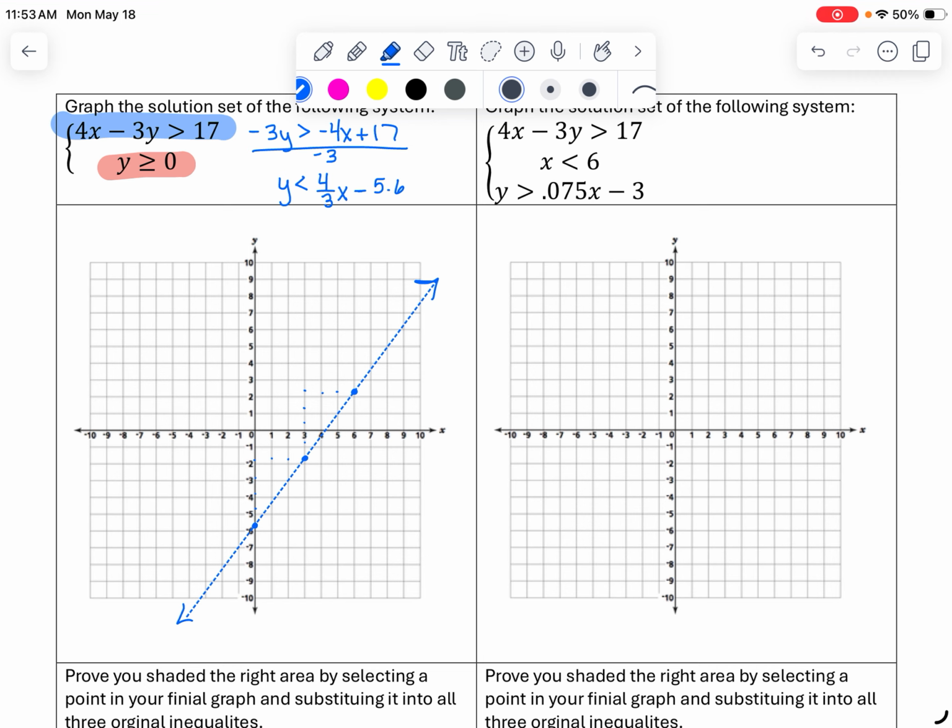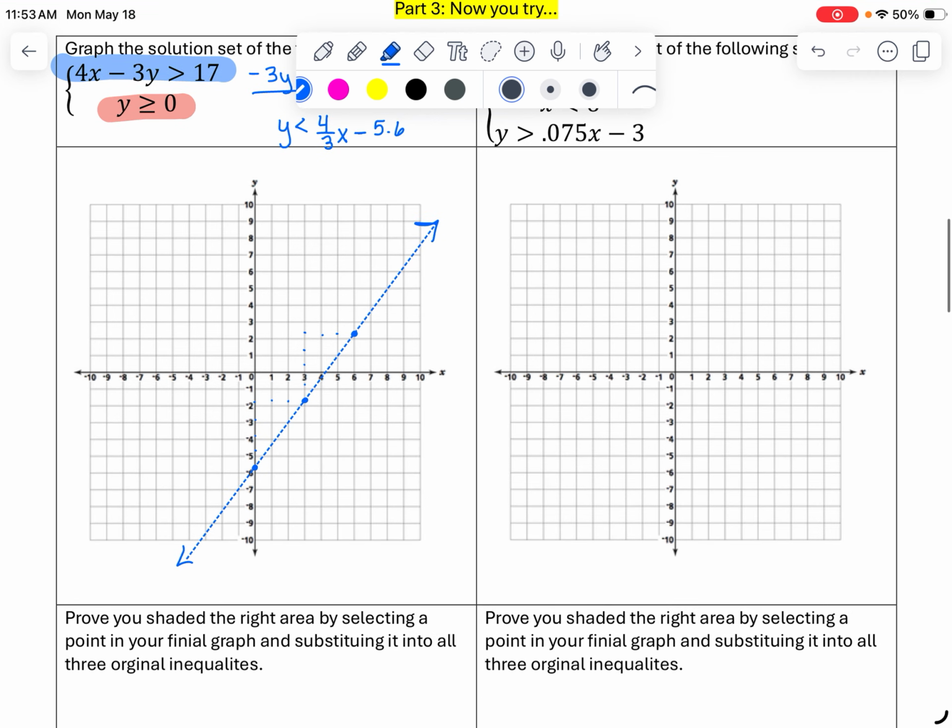And this says less than. Remember, we had to flip our sign. So I'm going to shade everywhere below my blue line. So everything here satisfies the blue equation.